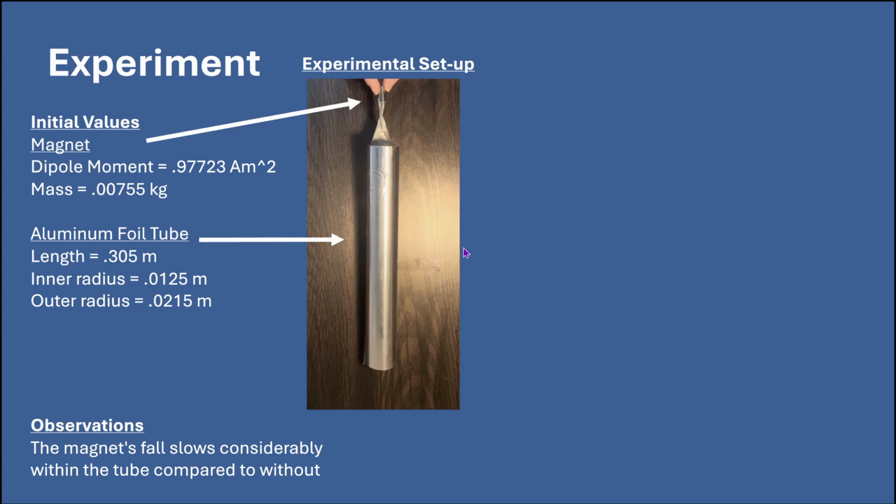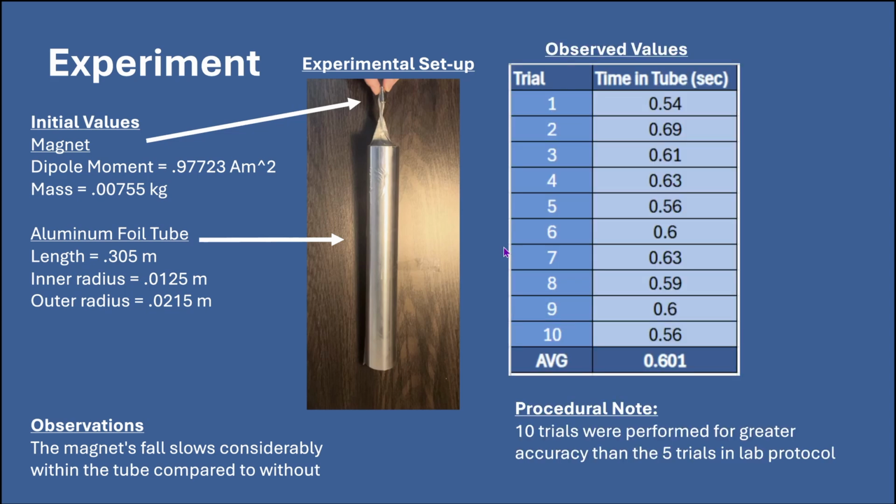To begin, a tube of aluminum foil was positioned vertically and a magnet of known dipole moment was dropped through the tube, with the time the magnet took to pass through the tube recorded. Here, the magnet's descent is slowed considerably while passing through the tube when compared to a magnet dropped without the tube. This procedure was then repeated 10 times, with the results averaged to a pass-through time of about 0.601 seconds.